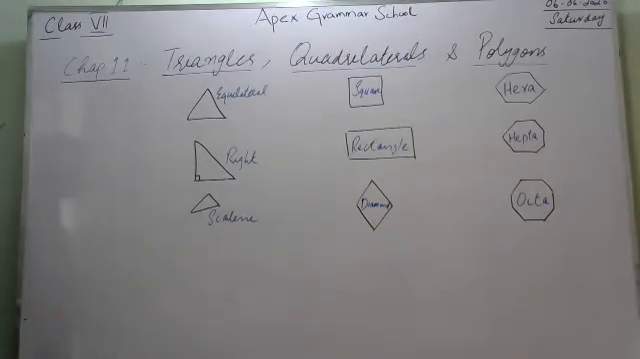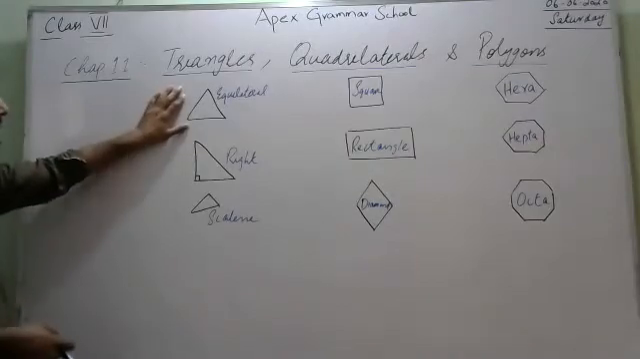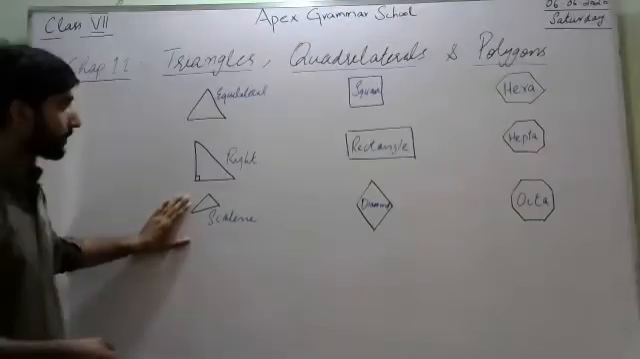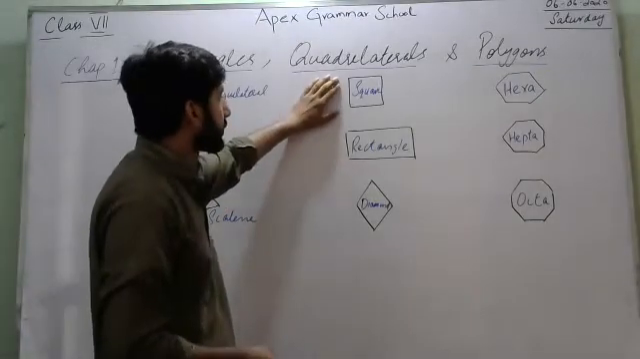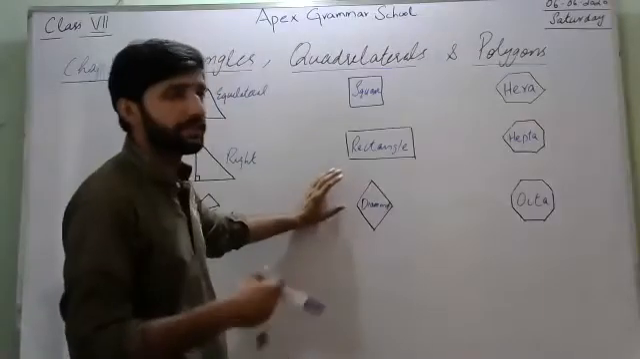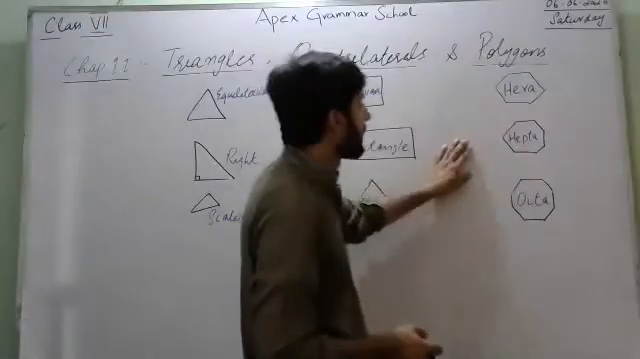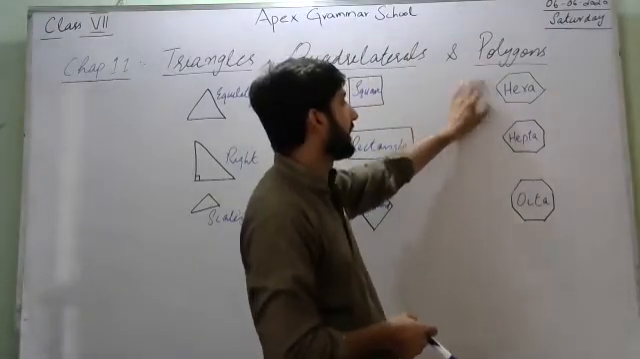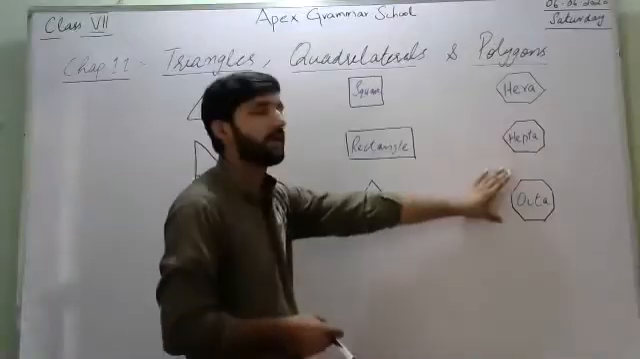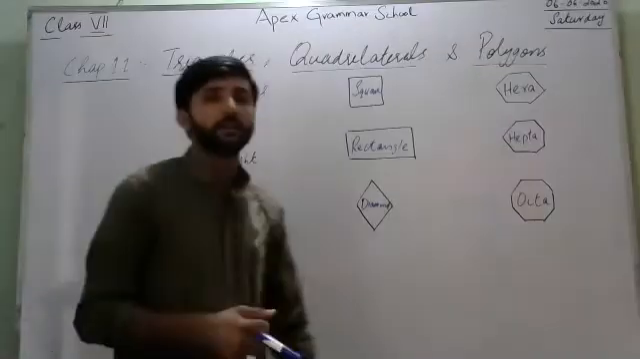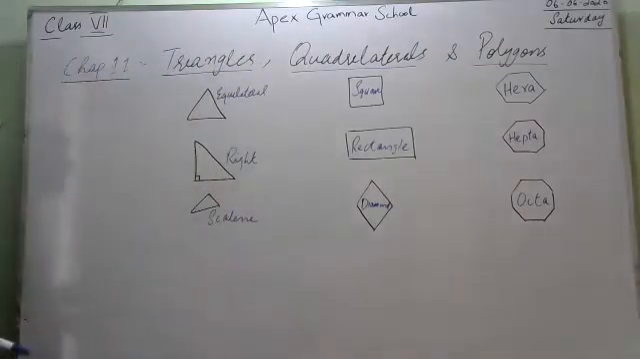Triangles are of different types, quadrilaterals are of different types, and polygons are of different types. Some of them I have drawn on the board like this. First one is equilateral triangle, then right angle triangle, then scalene triangle. Quadrilaterals: square, rectangle, and other shapes are rhombus, parallelogram, kite, like this. And polygons are hexagon having 6 sides, heptagon having 7 sides, octagon having 8 sides. Remaining are pentagon, nonagon, decagon. These are all types of polygons.